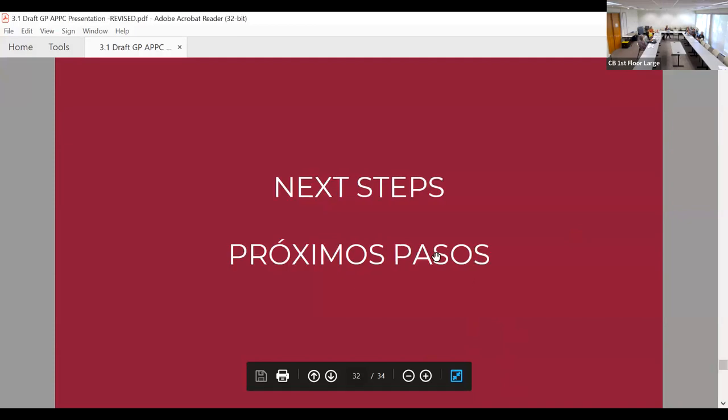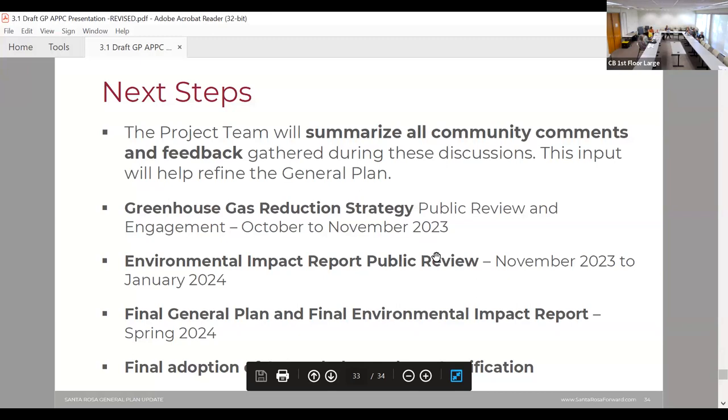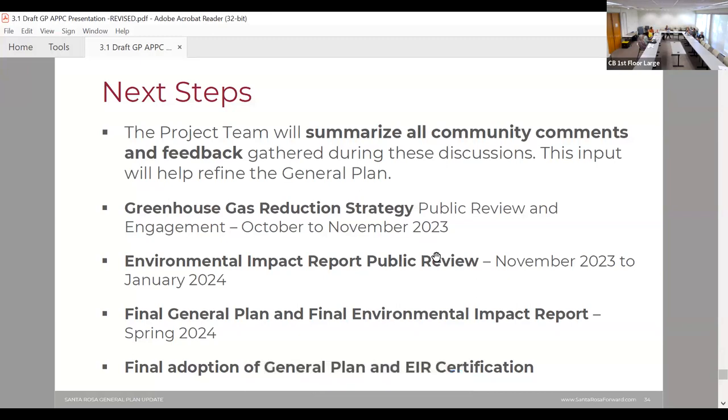So, next steps, we will summarize all the community comments and feedback. This includes yours today, as well as anything that you want to send us after this presentation. We will have the greenhouse gas reduction strategy for public review and engagement after this engagement set. And then we will go with our environmental report public review.